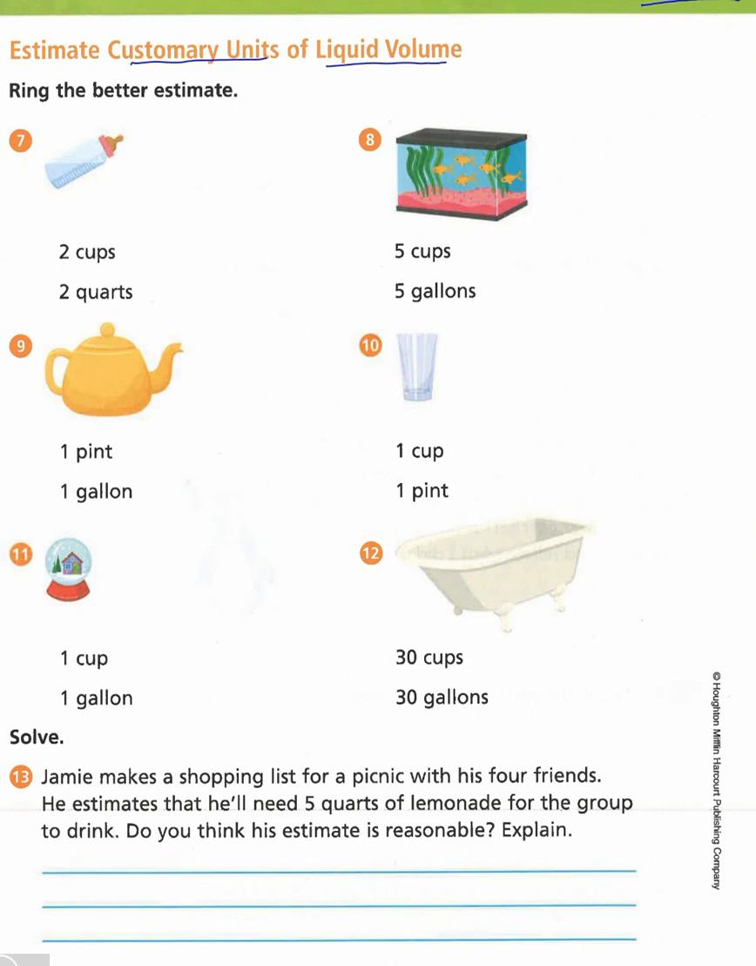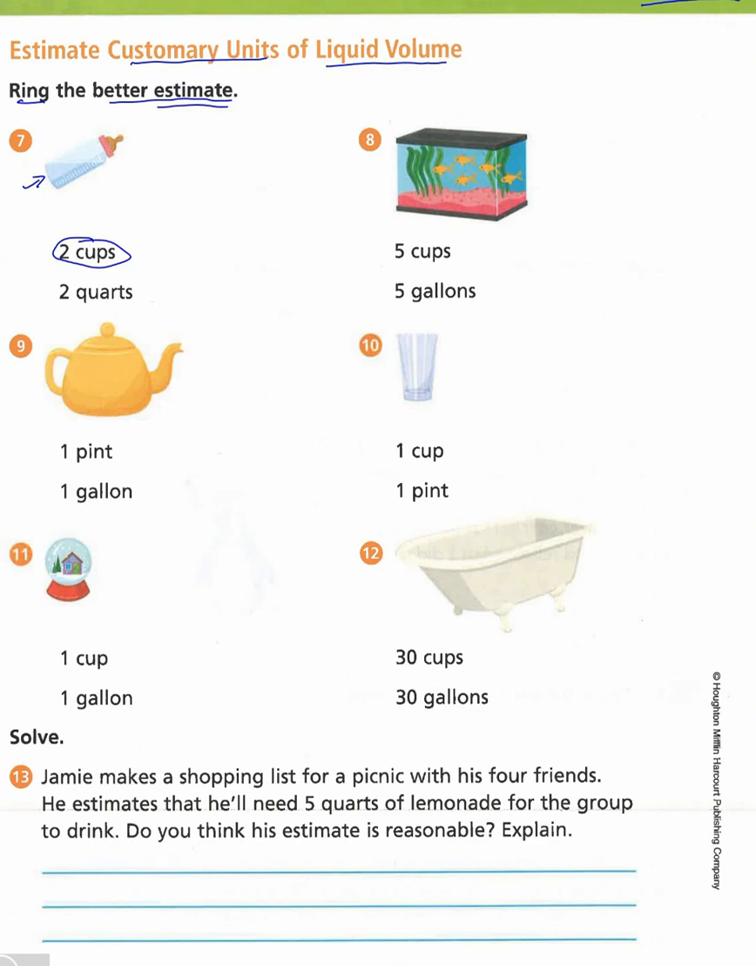So here we go. The directions say to ring, which is another word for circle or loop, the better estimate about how much, right? So for example, let's look at this baby bottle. Do you think that baby bottle would hold 2 cups of liquid or 2 quarts of liquid? Go ahead and answer that, and then I'll show you what I do. Yep. Hopefully you got 2 cups, right? 2 quarts is a pretty good amount of liquid.